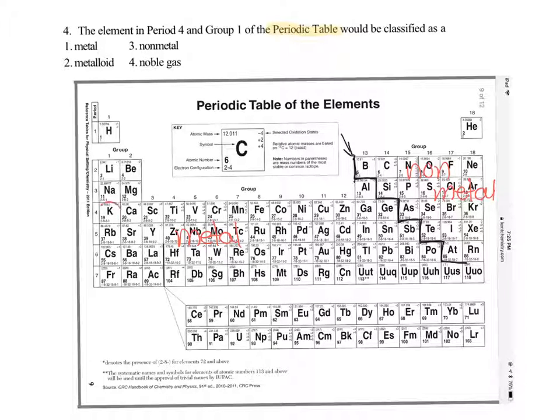Well, because we're talking about potassium right here, the one I had highlighted in blue, that is a metal. It's on the left side of the staircase. So we can go up to our answers and we can circle the word metal.